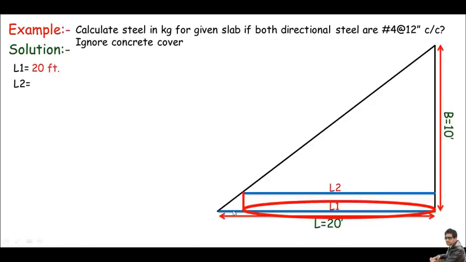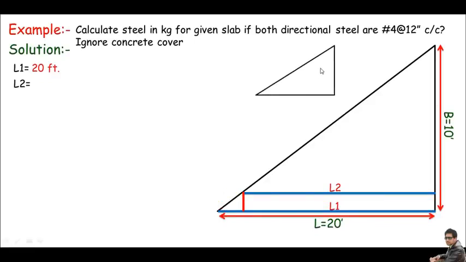But how can I find this little part? Let me draw this small triangle over here for better visualization. I'll call the base X, which I want to calculate. The height or breadth of this small triangle is 1 foot or 12 inches, because this is the center to center distance between these two bars, which is given over here.